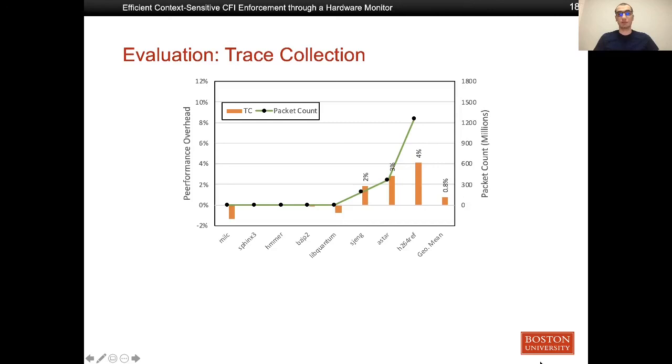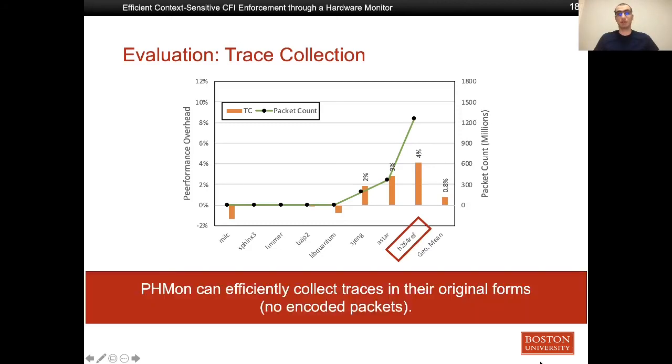First, we show that PHMon can efficiently collect traces similar to Intel Processor Trace. On the left y-axis in this figure you see the performance overhead, and on the right axis you see the packet count generated for each benchmark. If you look at the packet-intensive H.264 benchmark, even that incurs performance overhead of less than 5%, and on average the performance overhead for trace collection is less than 1%. Meaning that PHMon can efficiently collect traces in their original forms without performing any encoding.